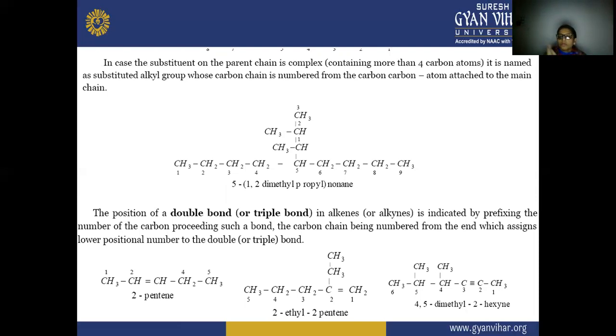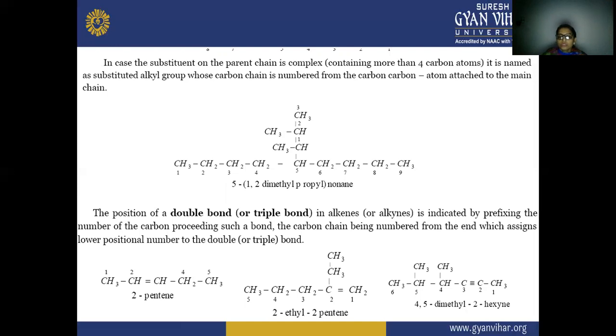If we are numbering it from the right side, then it will come to the third position. And if we are numbering it from the left side, then it comes on the second position. So the lowest position is from the left side, so we are numbering it from the left side. So its name is 2-pentene. Pent because it has 5 carbon atoms, and a double bond is present there, so it is ene. So its name is 2-pentene.